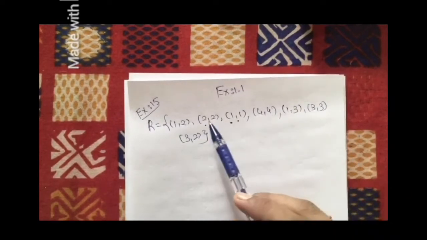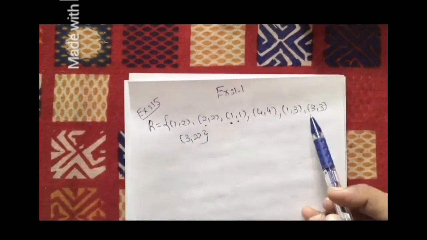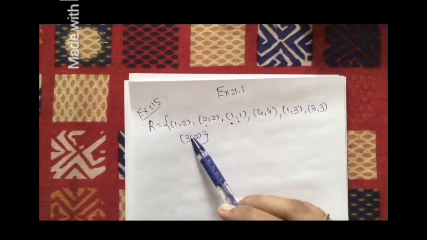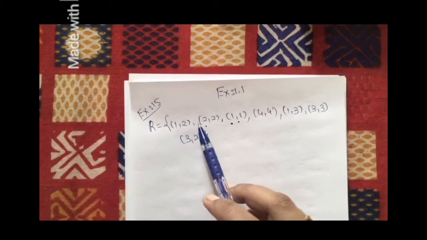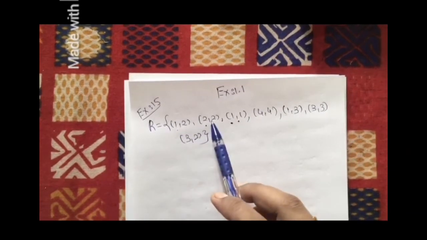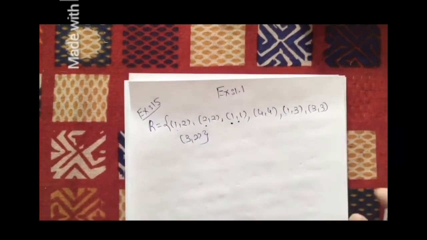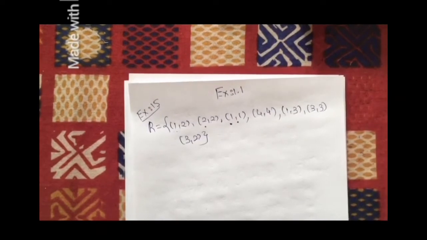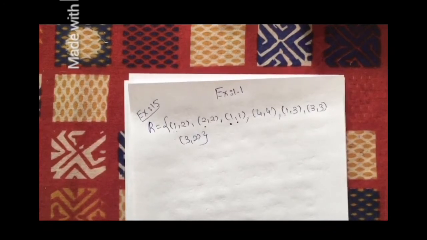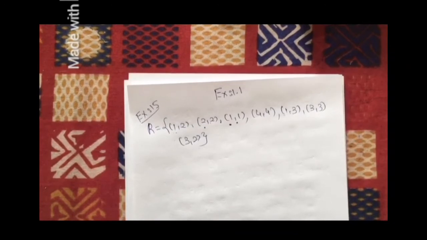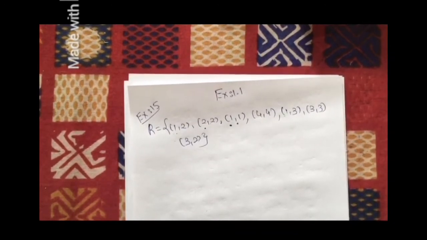Now (1, 3): look here, (1, 2) is there, then (2, 2) is there, but (1, 2) is not there as a consecutive pair, so it is not transitive. So R is reflexive and R is transitive. Okay, but R is not symmetric. So which option will come? The answer is option B.